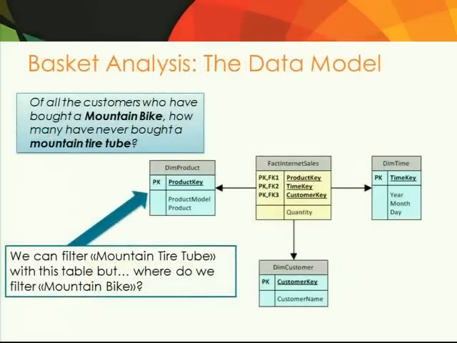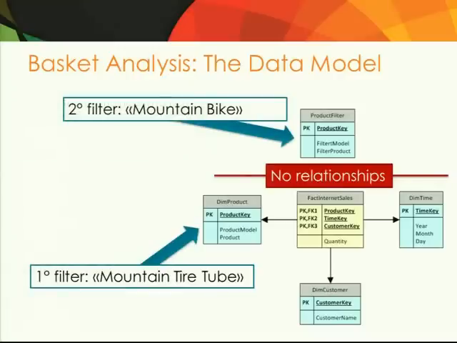But we have tabular at our hands. So we start with our data model. We can load all this information inside the Power Pivot workbook. And then we have our first problem. We can use the product to filter, for example, mountain tire tube. But we don't have a place where to filter mountain bike. And we want to filter both items. Okay? So we need to add a new dimension that I call product filter so that I can create a slicer on mountain tire tube and a slicer to filter mountain bike.